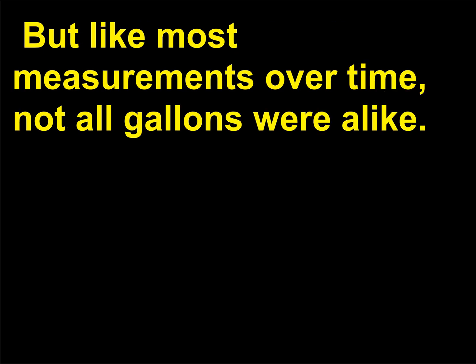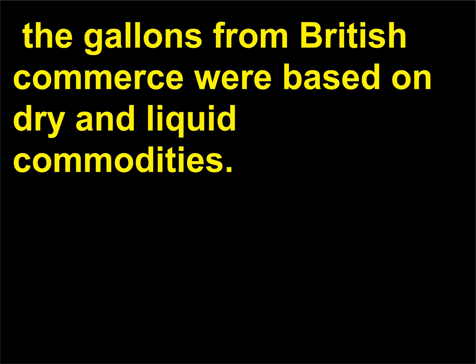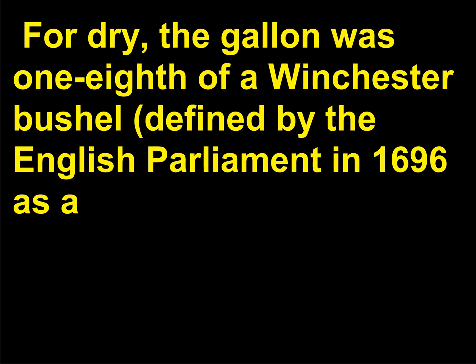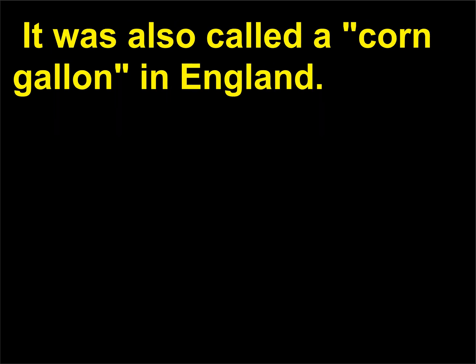But like most measurements over time, not all gallons were alike. During the American colonial period, the gallons from British commerce were based on dry and liquid commodities. For dry, the gallon was 1/8 of a Winchester bushel, defined by the English Parliament in 1696 as a cylindrical container 18.5 inches in diameter by 8 inches deep, which held 268.8 cubic inches of material. It was also called a corn gallon in England.